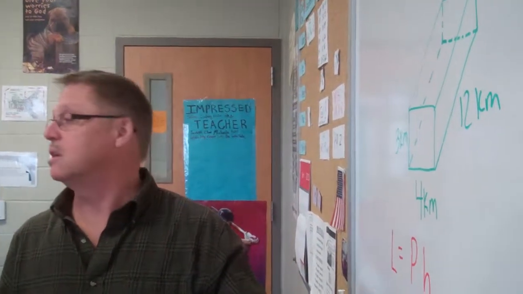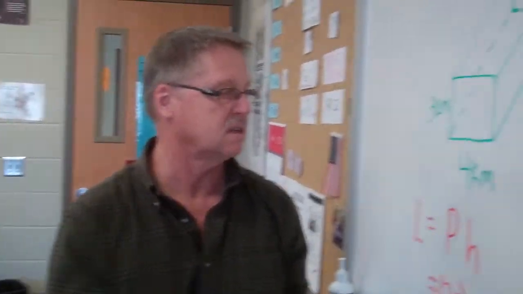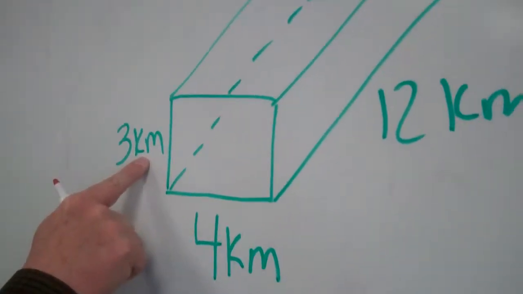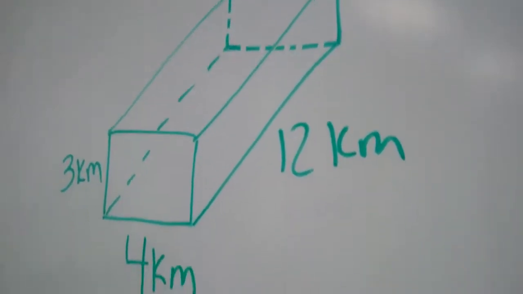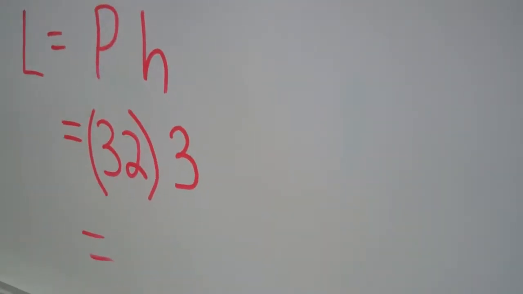The H, the height, is always the distance between the bases. Pretty easy to see that, isn't it, Alex? Yeah. What is that? 3. So this is just going to be 3 times 32. Write it down. You've got number 6 done. You can punch that up yourself.